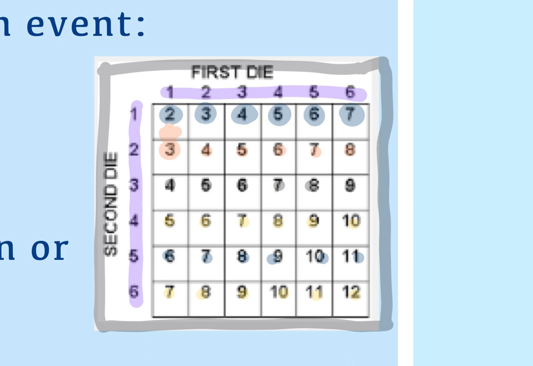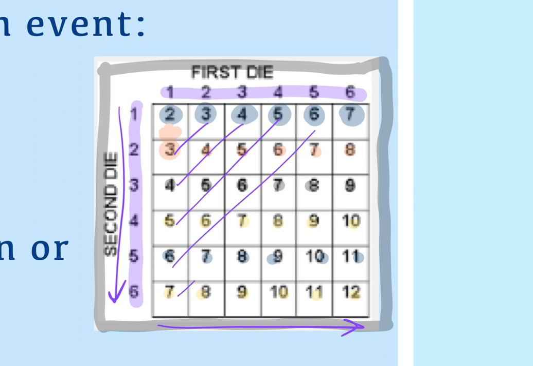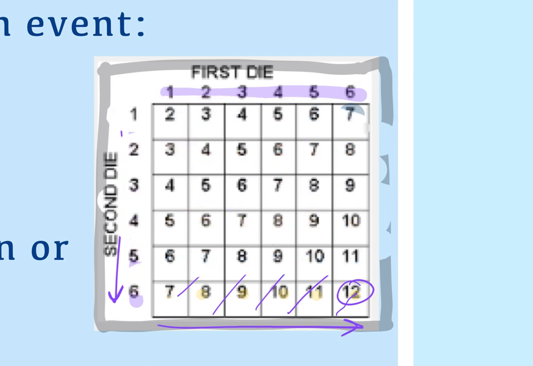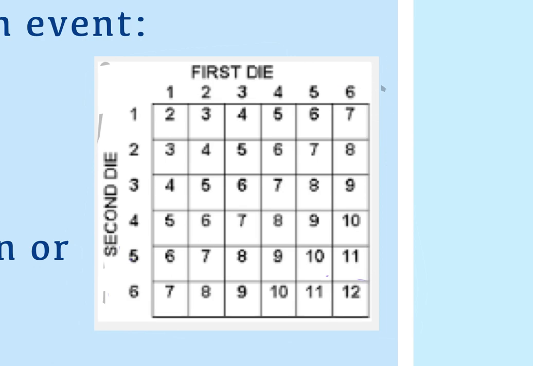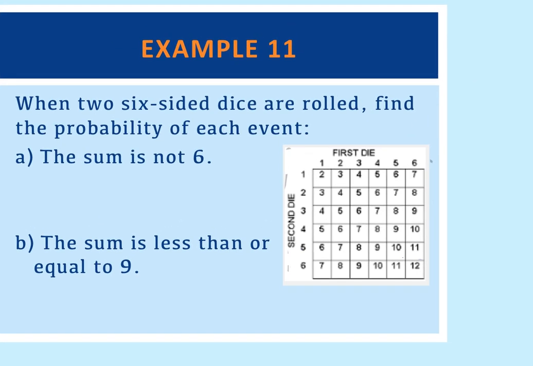So it doesn't matter if you look at it going left to right or top to bottom. They all increase by 1 in both directions. That first one being a 2 in the top. So you have your diagonal of 3s, your diagonal of 4s, 5s, 6s, 7s, 8s, 9s, 10s, 11s, and the last one is your 12. So if on your test you take a minute to duplicate that, when you get to a question that talks about the sum of two die, it will significantly help you. So A says the sum is not a 6.